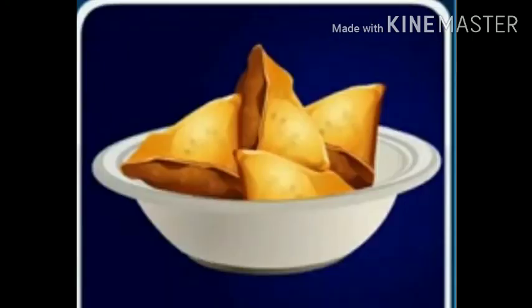Third point: a samosa appears to be cool outside, but it is hot when you eat it because the curry inside the samosa contains ingredients with higher specific heat. This is the third point.